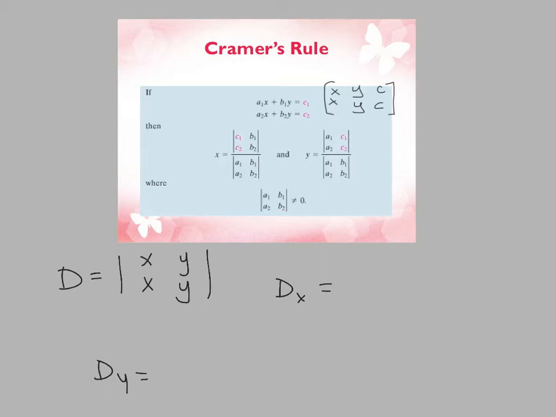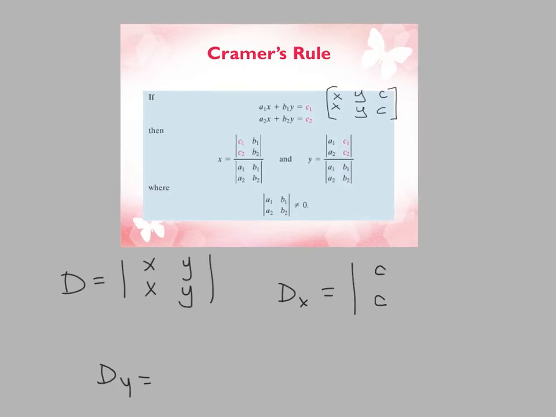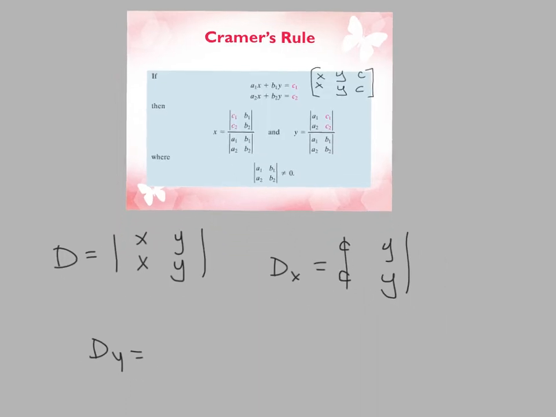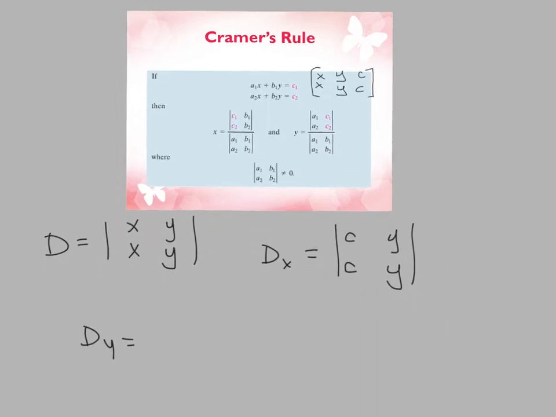And then you find D sub x. And to do that, you take out the x's, and in their place you put the constants. So it has to go in the order of constants first and then the y's. So from what you got from D, you take out the x's and you put in the constants. And then for D sub y, you take out the y's and put the constants. So you'll put the x's and the constants.